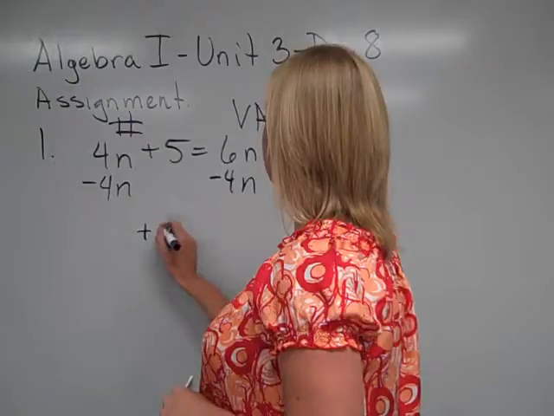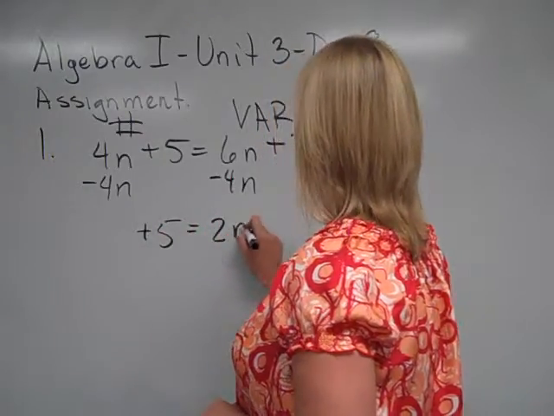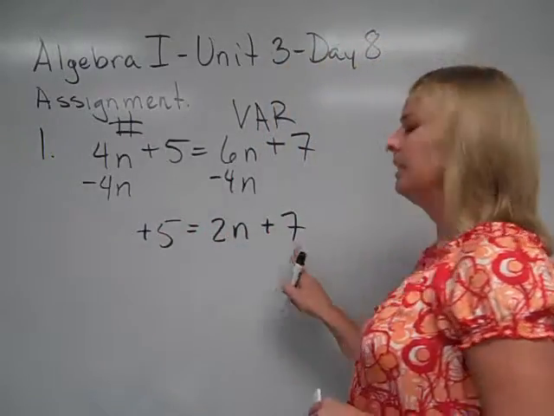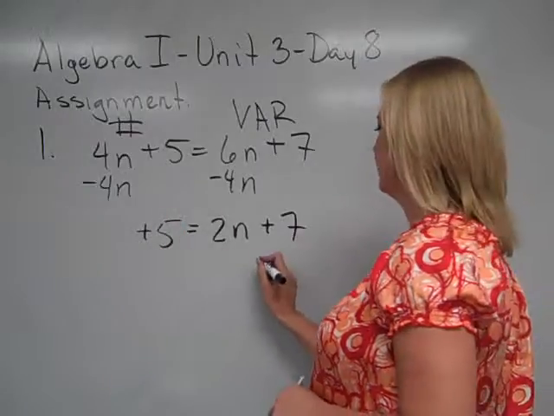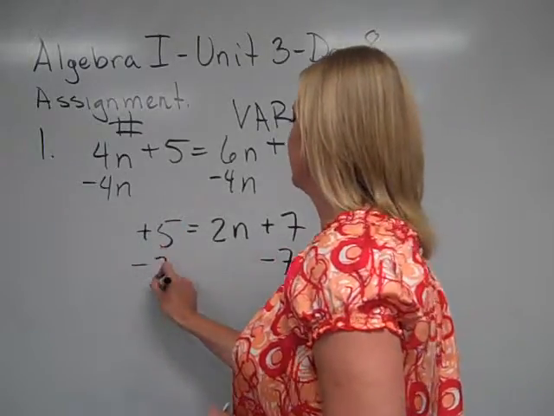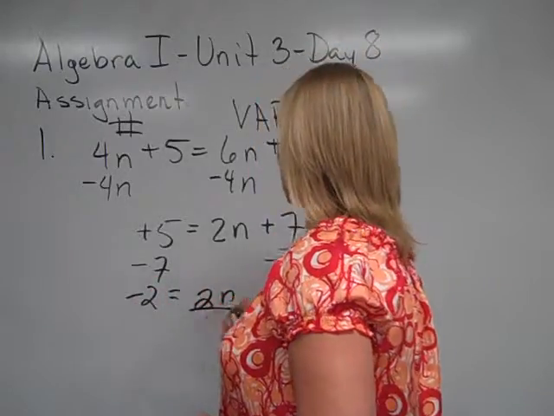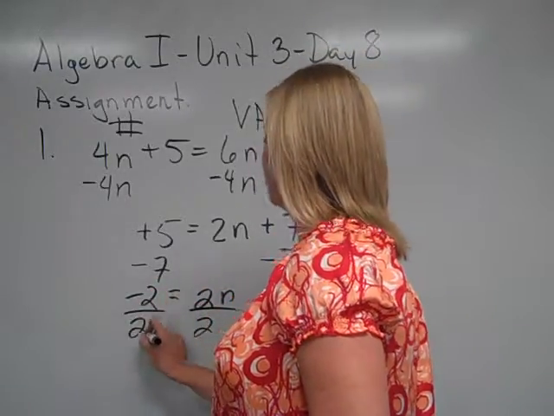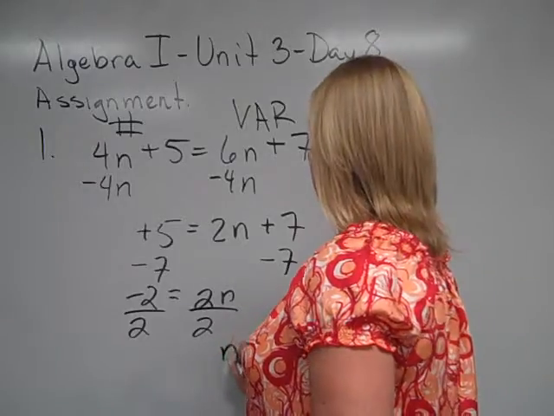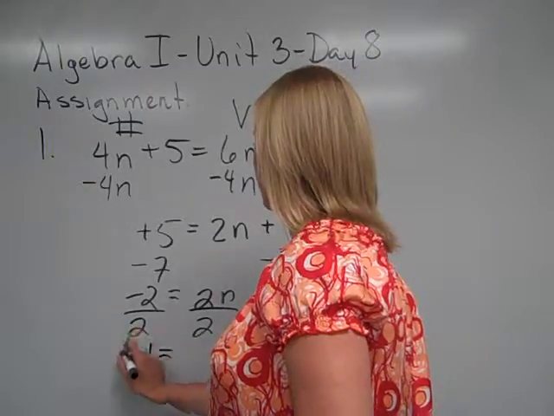0 plus 5 is equal to 2n plus 7. Now this number needs to be on the other side, so we're going to add the opposite, which is minus 7. 2n equals negative 2. Lastly, let's divide everything by 2, so n equals negative 1.